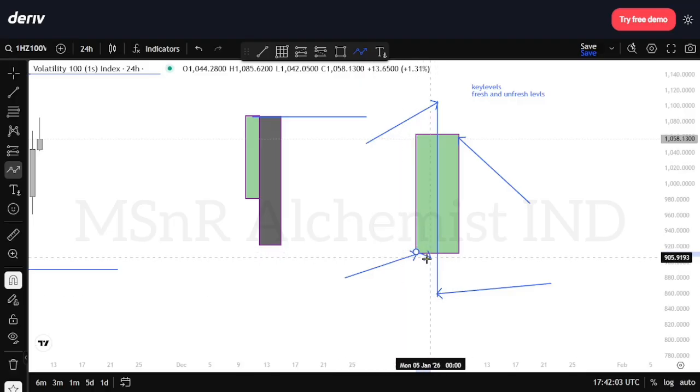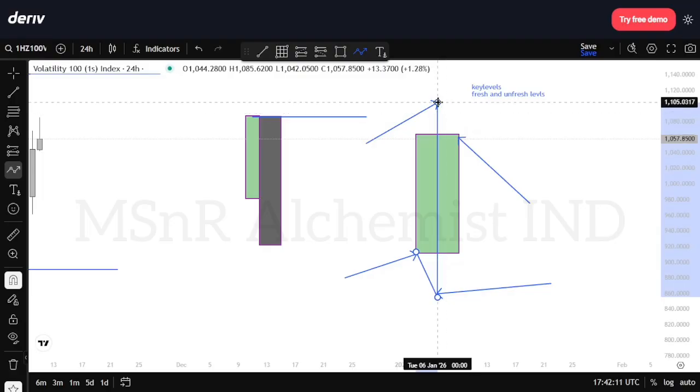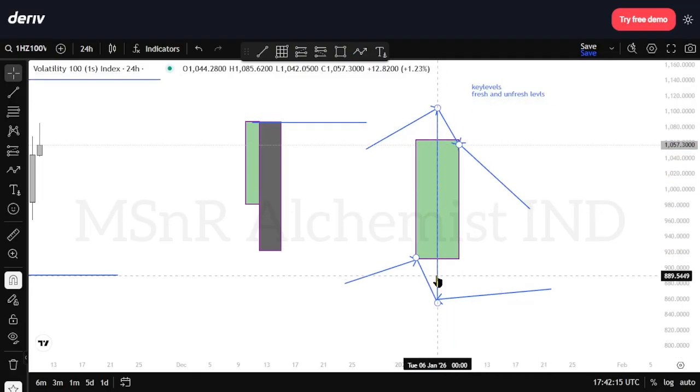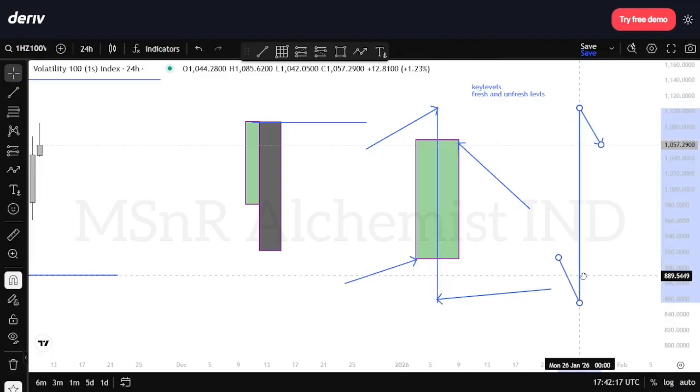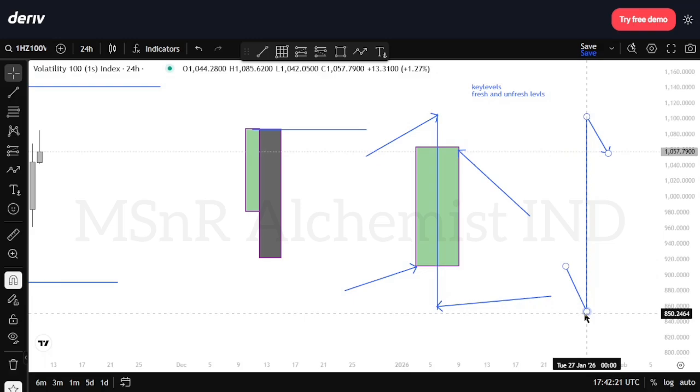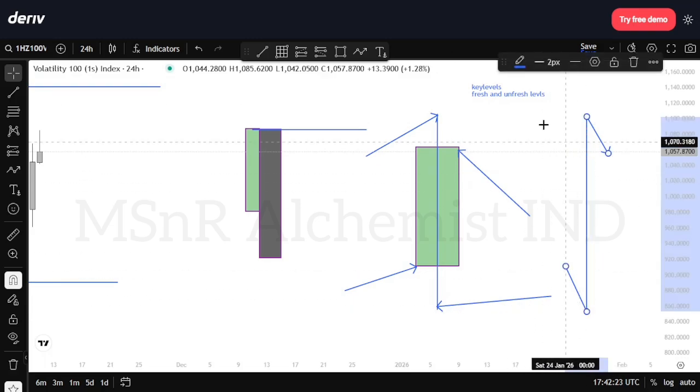So we open here, we make the low, we go up and create a high, and we close here. So the structure is like this. This is the opening, this is the close. Let me draw it more clearly.